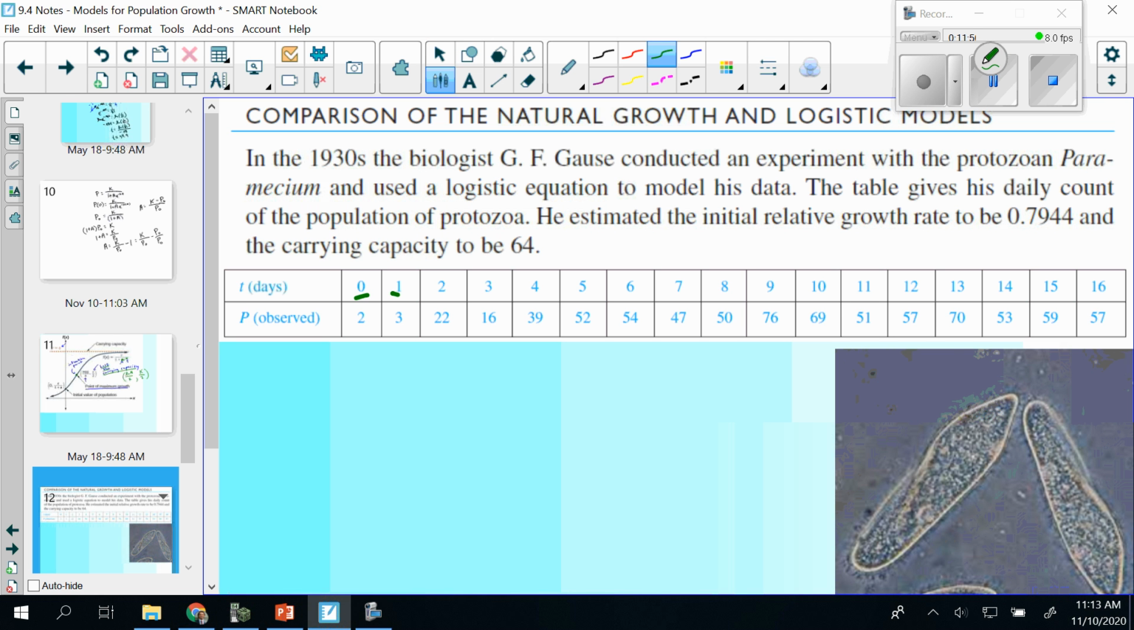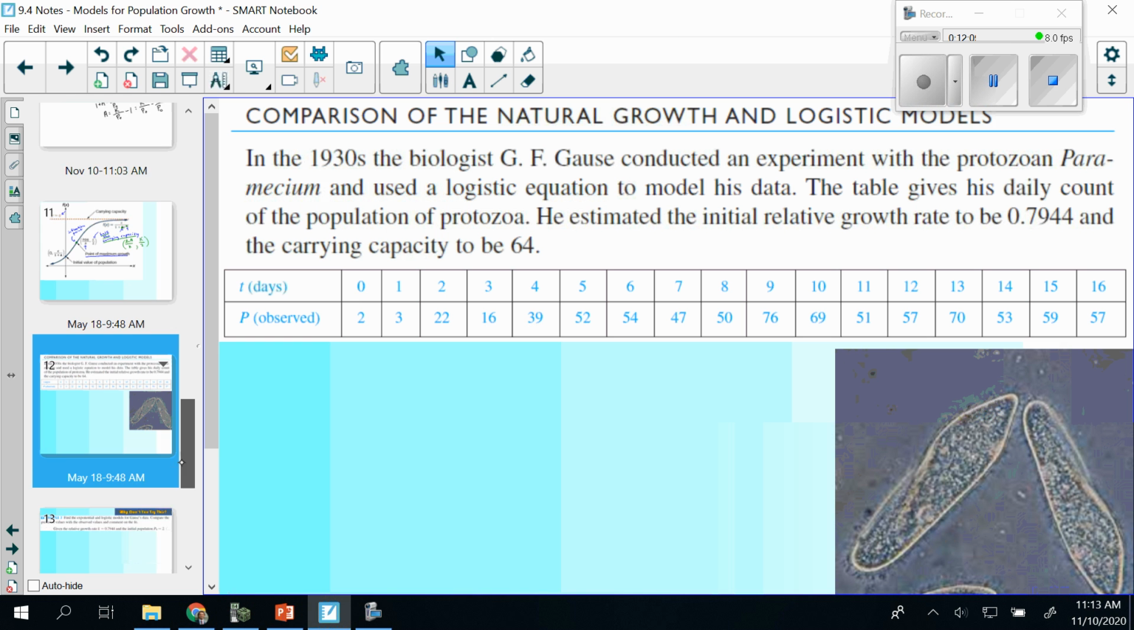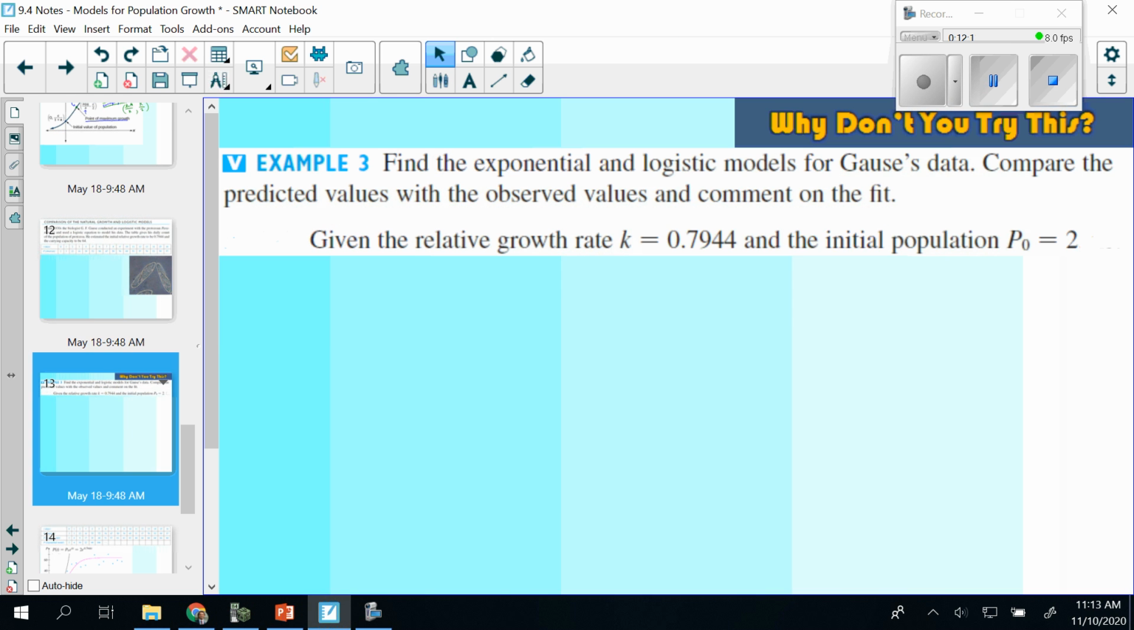This is in days, 1, 2, 3, 4, 5 days. So every day he counted. Down here is the number observed. So there was 2, then 3, 22, 16, 39, and so on. You can see the numbers here all the way across. So what we are looking at then would be to find the exponential and logistical models for Gauss's data, and then compare the predicted values with the observed values and comment on which one fits better.